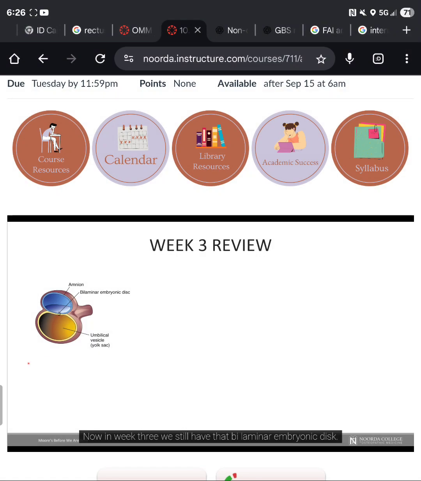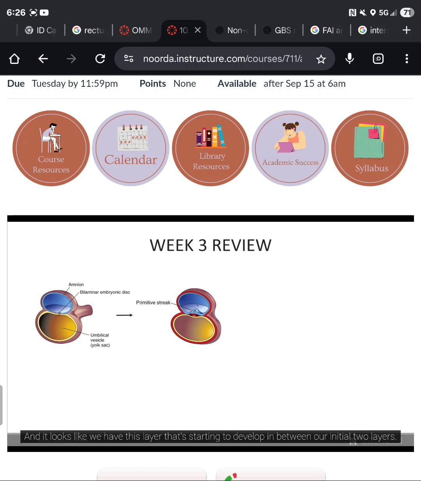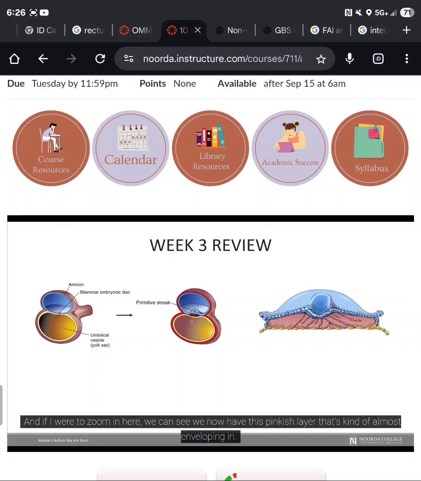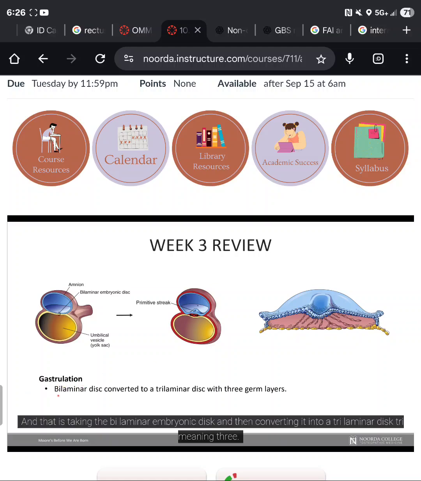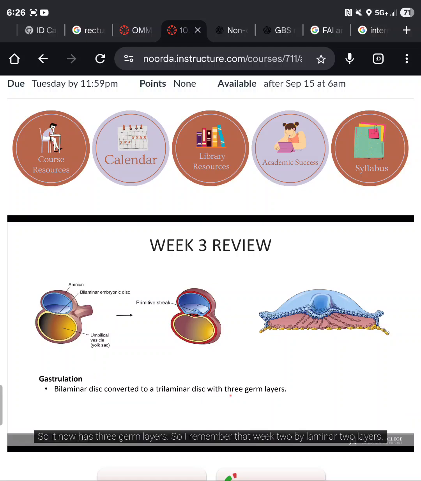Now in week 3, we still have that bilaminar embryonic disc, but as we continue forward, we see this primitive streak develops, and it looks like we have this layer that's starting to develop in between our initial 2 layers. And if we zoom in here, we can see we now have this pinkish layer that's almost involuting in, and we now have 3 different layers. And so this process is called gastrulation, and that is taking the bilaminar embryonic disc and converting it into a trilaminar disc, tri meaning 3, so it now has 3 germ layers. So I remember that week 2, bilaminar, 2 layers, week 3, trilaminar with the 3 layers.